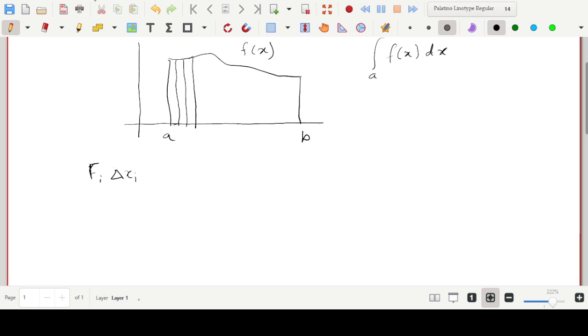Now taking the sum of all such quantities gives us the upper bound on the area under the curve. Okay, so this is called the upper Riemann sum. This is just a revision.